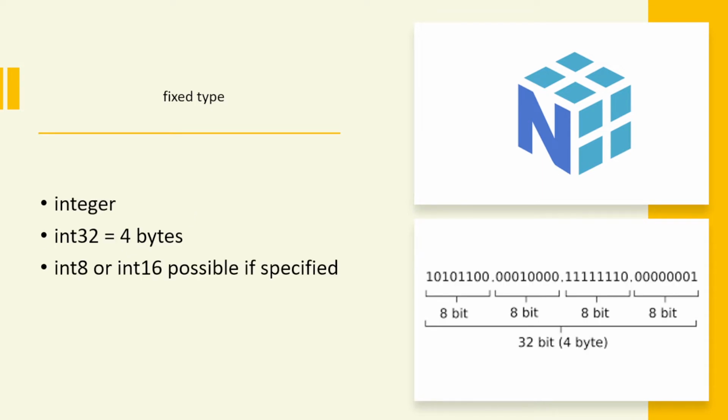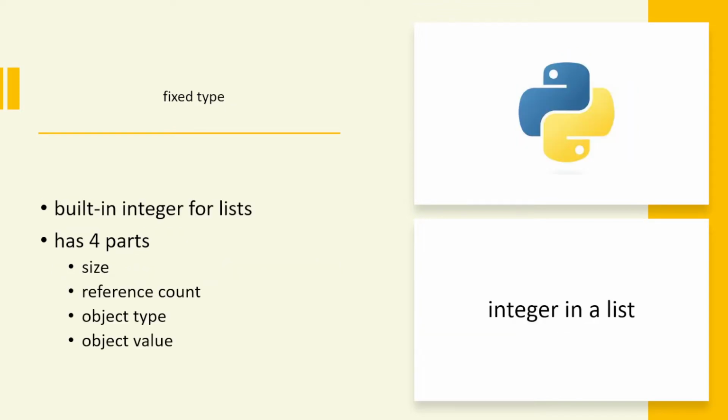Here we have an integer, a number, and it's using 4 bytes, int32. So in a numpy array, we're just using 4 bytes, 32 bits for a simple number. We could specify less size if we knew the number was just 1 digit, for example. But in this example, we're using int32. So numpy array, 1 number, 4 bytes.